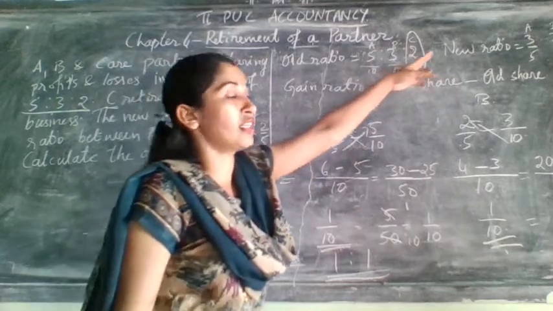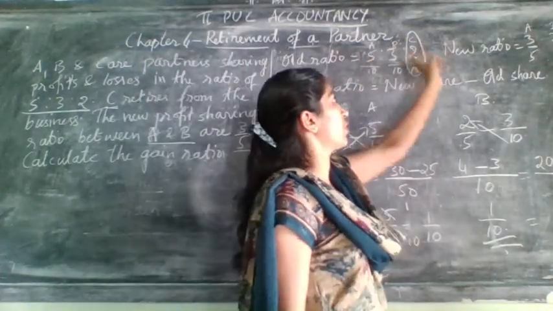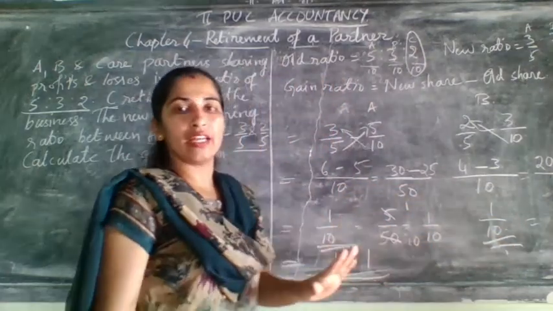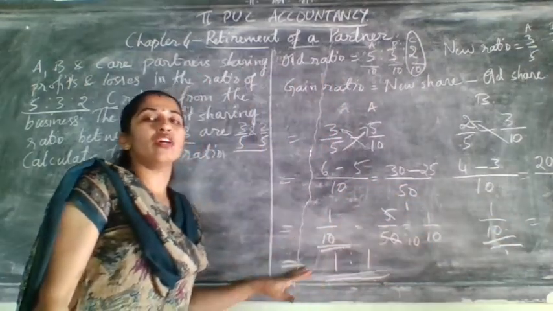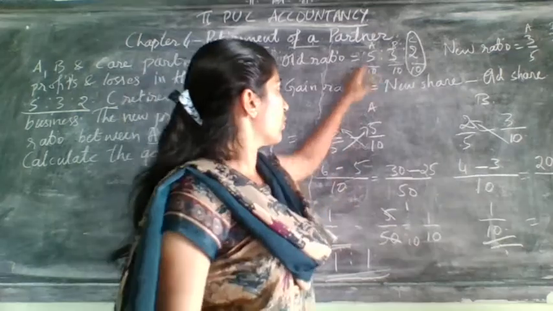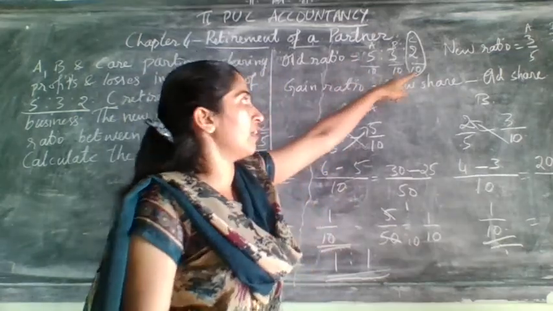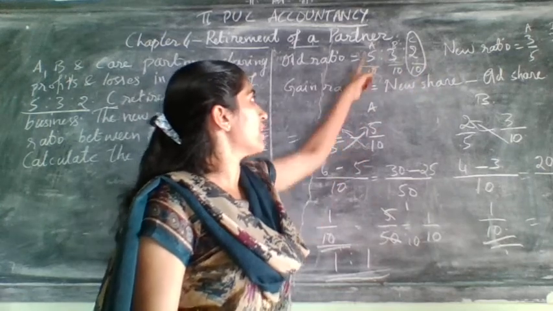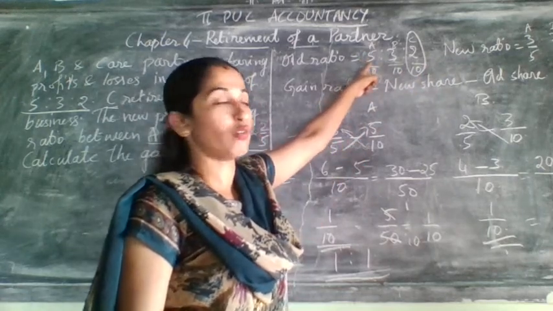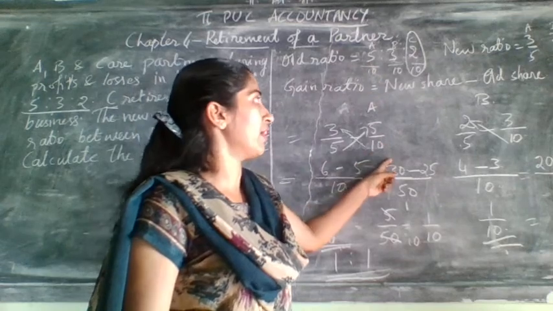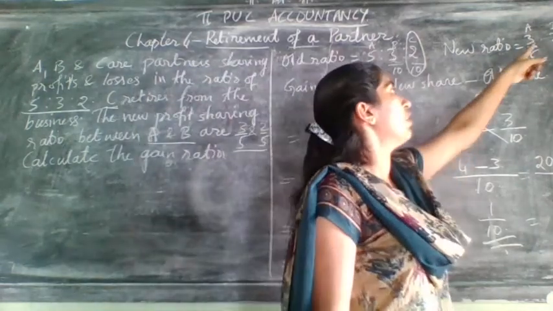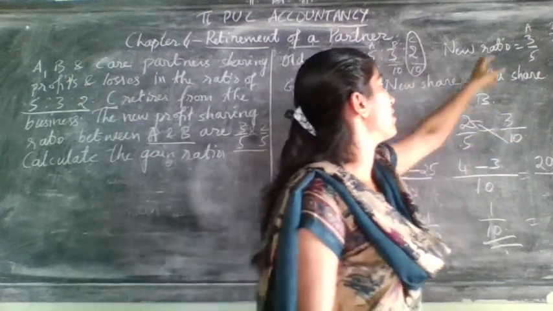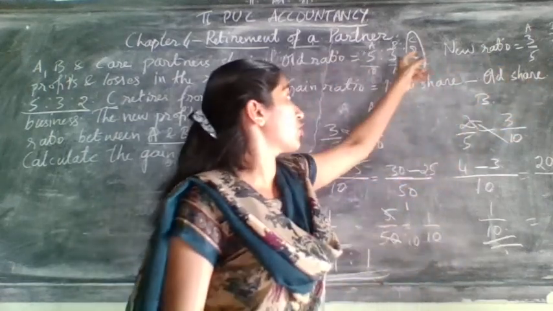First we need to take the new share. We need to put one circle for the retiring partner, because he will not come here to calculate. Gain ratio is only related to the remaining partners. So now let us write here. First we need to write the new ratio of A, that is 3 by 5 minus the old ratio of A, that is 5 by 10. Next you need to take the new ratio of B minus the old ratio of B.